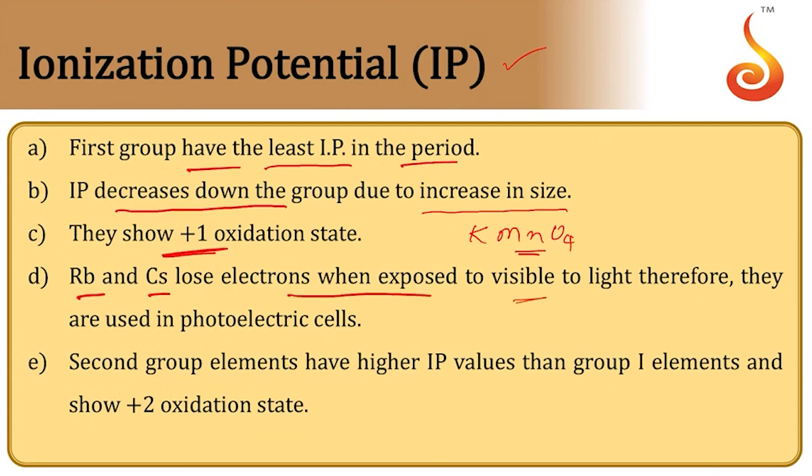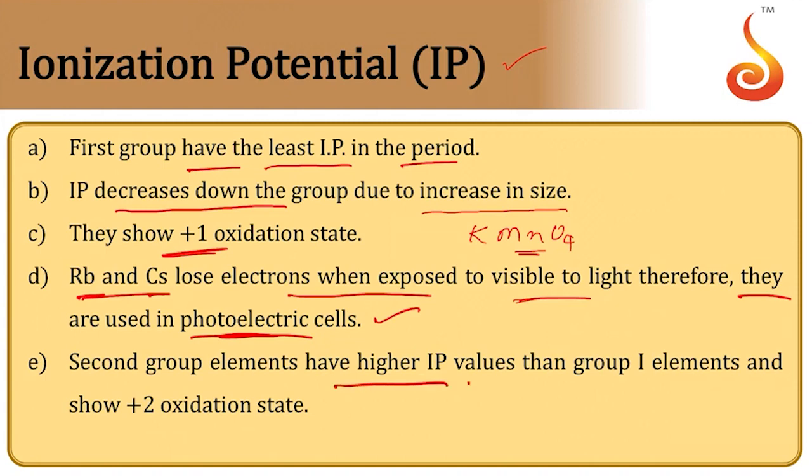Rubidium and cesium can lose electrons very easily when exposed to visible light also. Because of larger size, they can lose electrons very easily, and therefore they are used in the construction of photoelectric cells. So rubidium and cesium can lose electrons very easily when exposed to visible light itself, and therefore they are used in the construction of photoelectric cells.